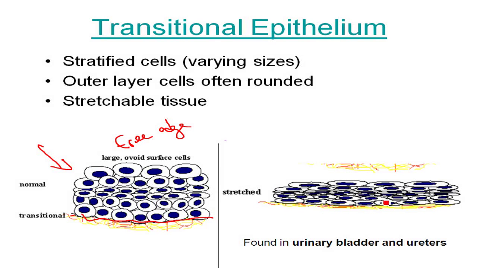But it has the ability to stretch out and make these cells really, really thin and pull out. And we want this in places where we need stretching, such as the urinary bladder and the ureters that lead to the kidneys. So when you look at normal slides in the lab, you're only going to see it in the relaxed state. So the way to identify this versus stratified squamous is to look at the free edge, see what those cells look like. And if they're rounded, then they must be transitional, because squamous are going to be flattened up at the surface.